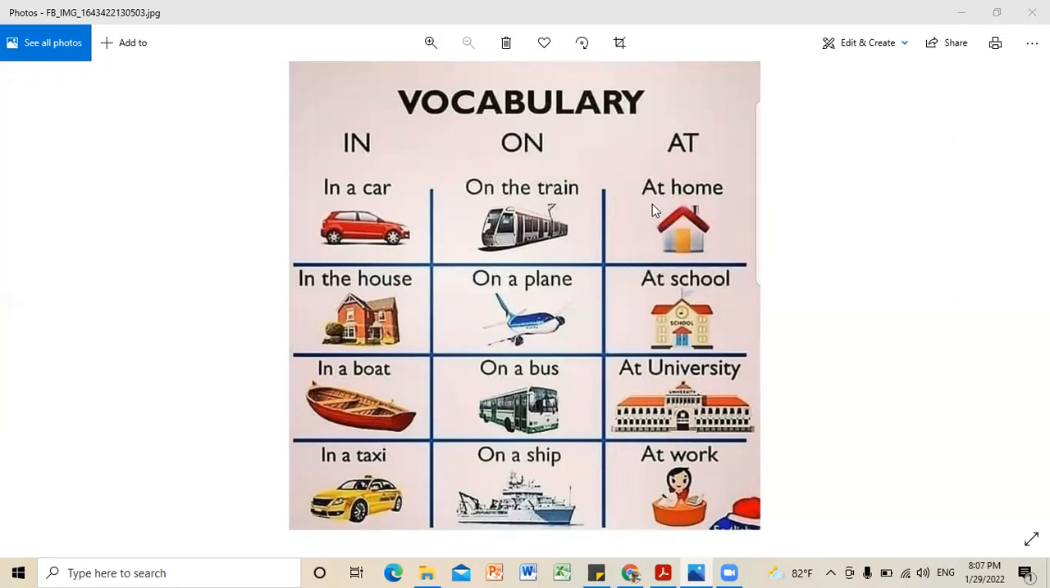So when we talk about home, when we say that this is my home, we have to use I'm at my home, right? And when we say school, I'm at school, right? We should not say I'm in school. I'm at school, I'm at university, I'm at work, right? So just keep these things in mind.